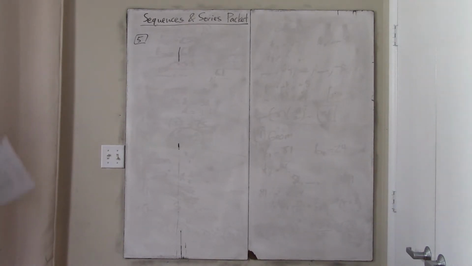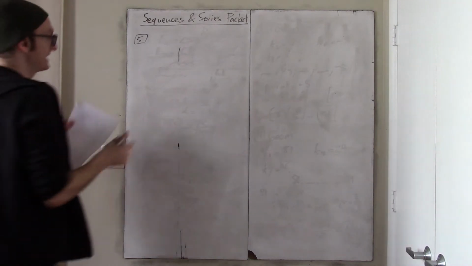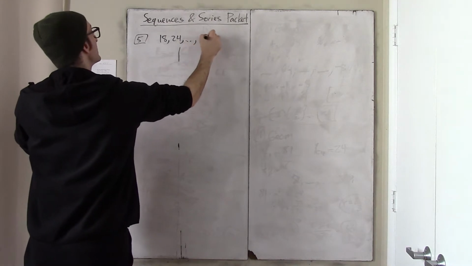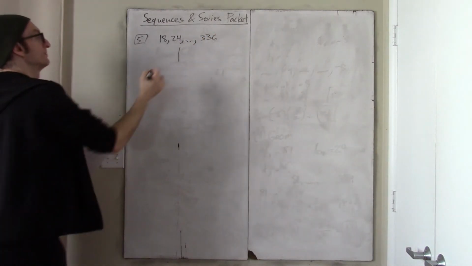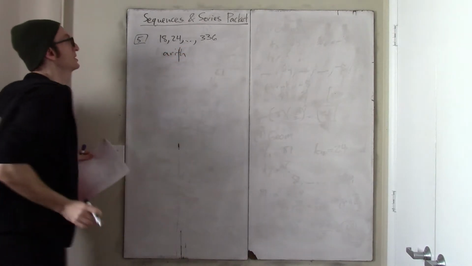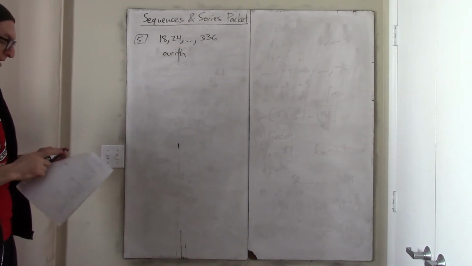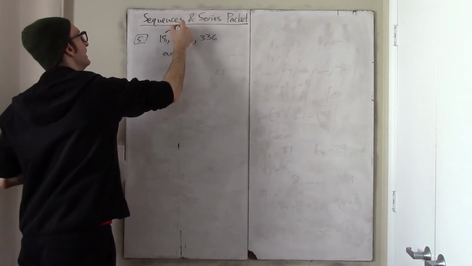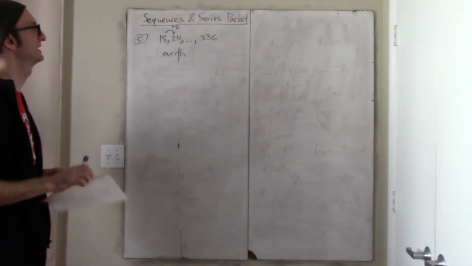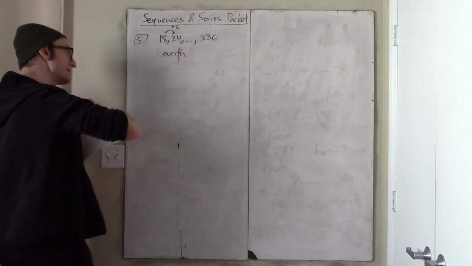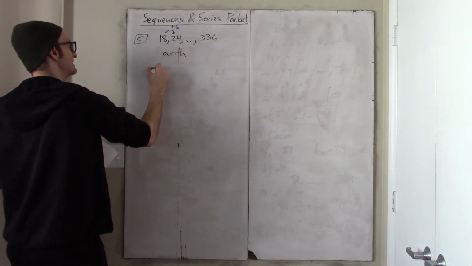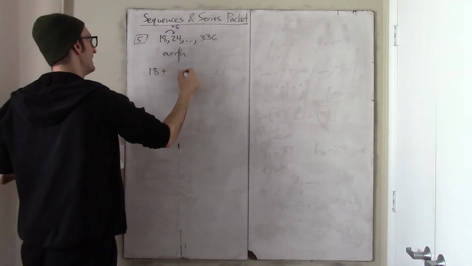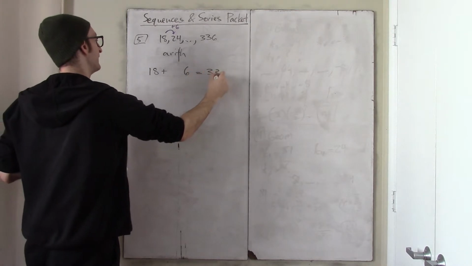Number 5. How many terms are there in the arithmetic sequence 18, 24, to 336? Okay, so we're told this is arithmetic, and we want to know how many terms are in this series. All right. Well, it's clear that d is 6. I think this is just easy, right? Because ultimately, what I need to know is 18 plus how many of these 6's does it take to get to 336?